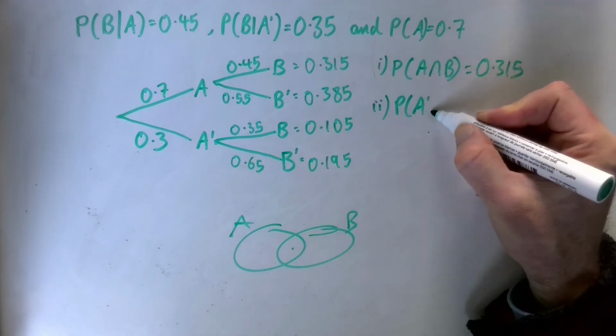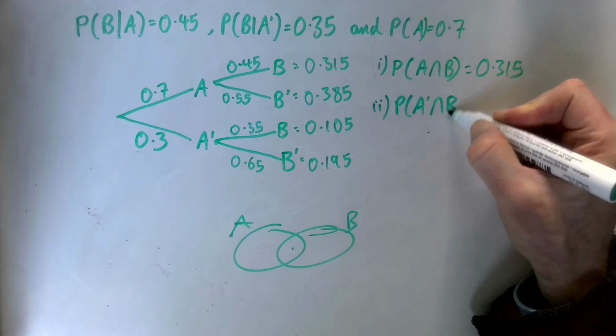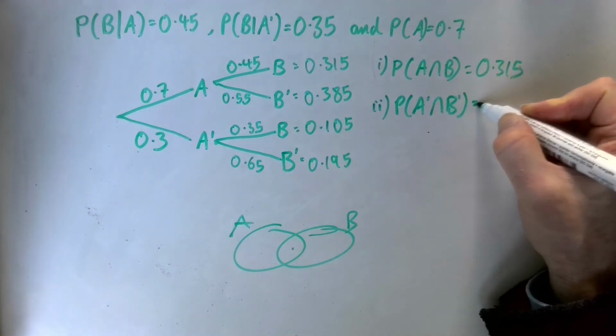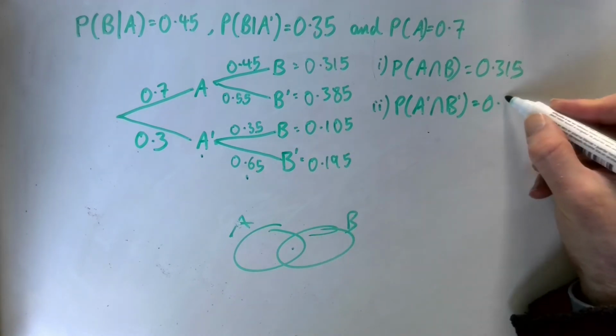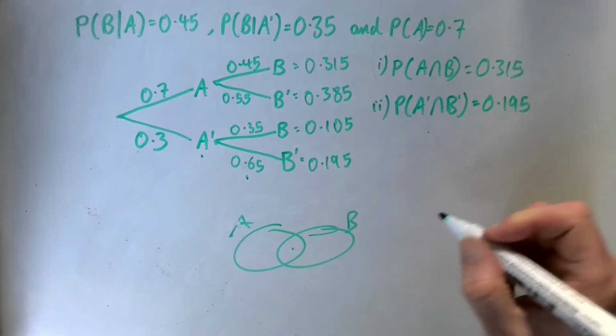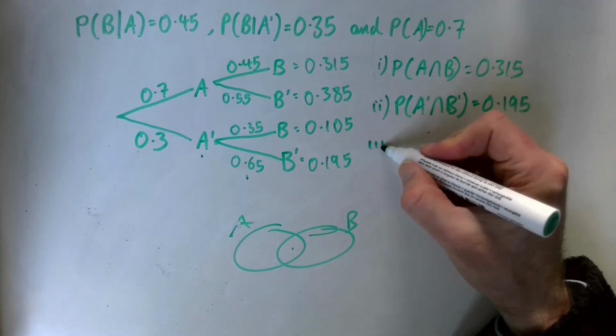Next one, probability of A not happening and B not happening. So that is not happening, not happening. That's the 0.195.